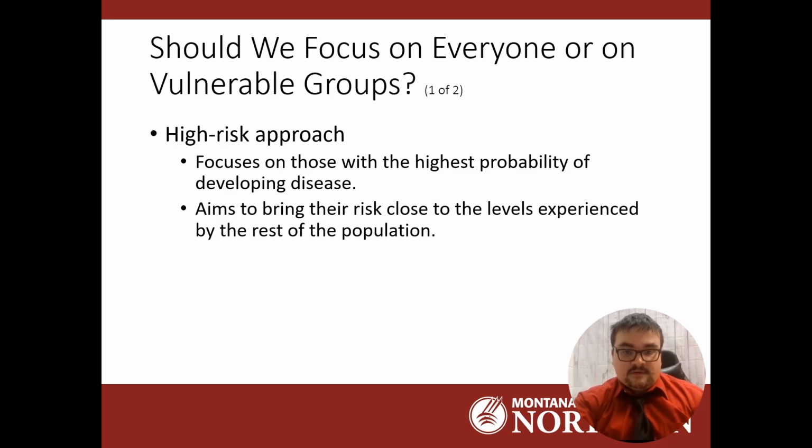So the first strategy we could think of is the high-risk approach. So here, this targets individuals with the highest probability of developing disease. The goal here is to reduce their risk and to bring it closer to the level experienced by the general population. Then the next approach we call the improving the average approach, which I will be going over shortly.